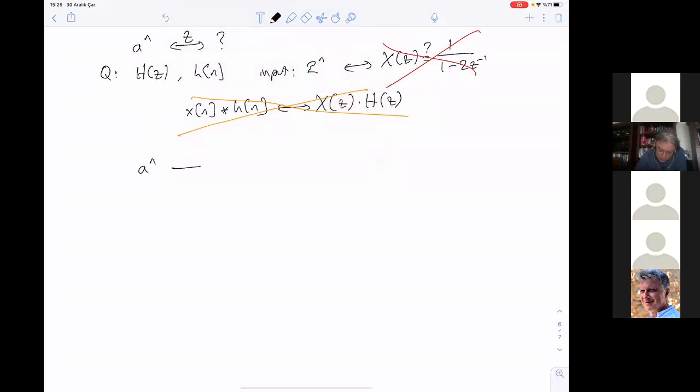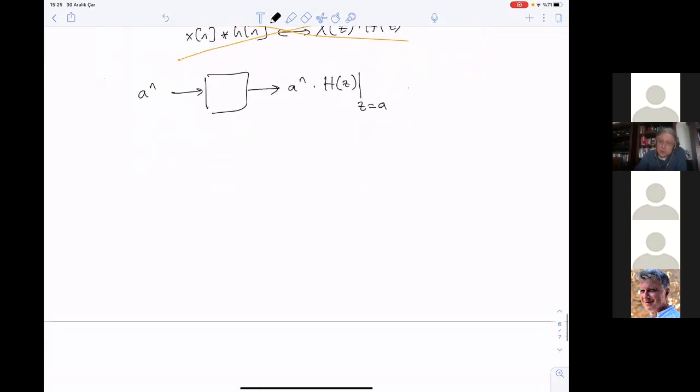Think of a to the n going into a linear and time invariant system. We're always talking about linear and time invariant systems because the Fourier transforms, the Z transforms, and the impulse responses are all available only for LTI systems. For this one, the output is also a to the n times some coefficient, which corresponds to h of z at z is equal to a.